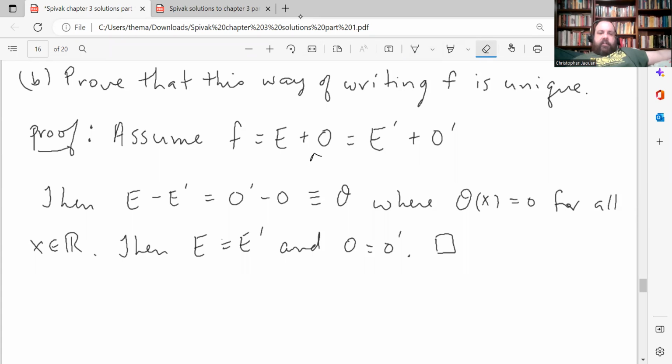And the difference of even functions is even, the difference of odd functions is odd. And that means that this is equal to the function that is identically 0, meaning that it's 0 for all values of x. And that means that e has to be e prime and o has to be o prime. So the way of writing f as a sum of an even and odd function is unique.